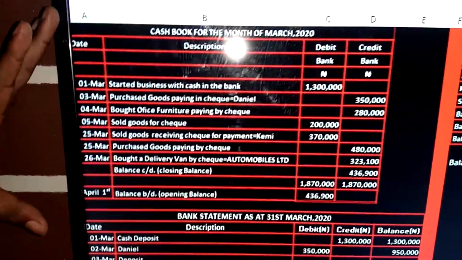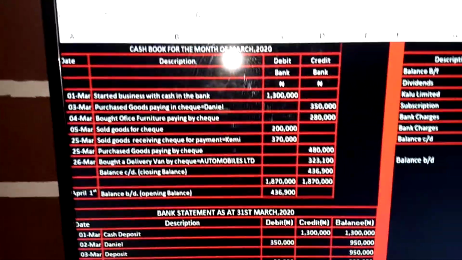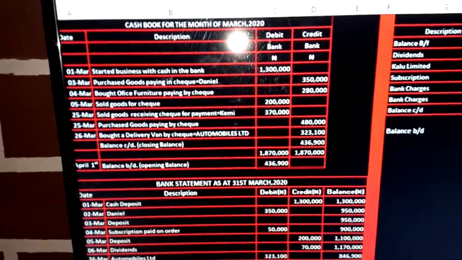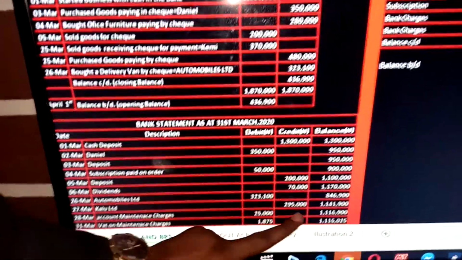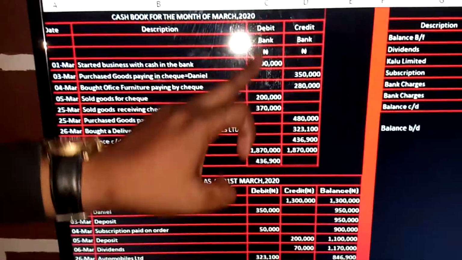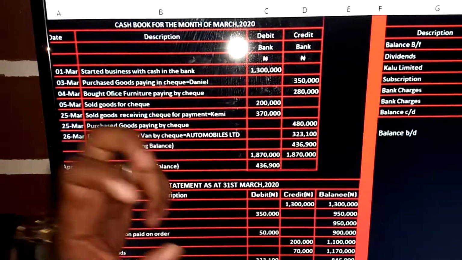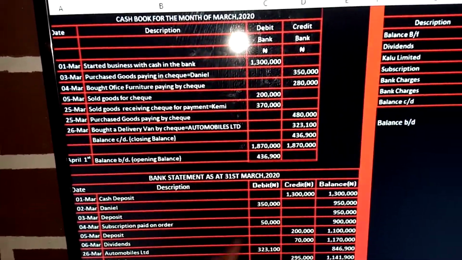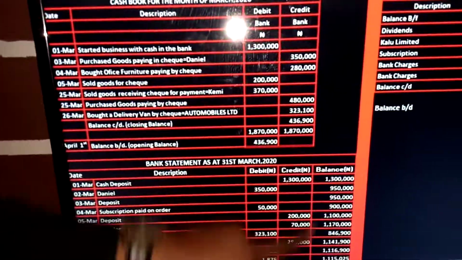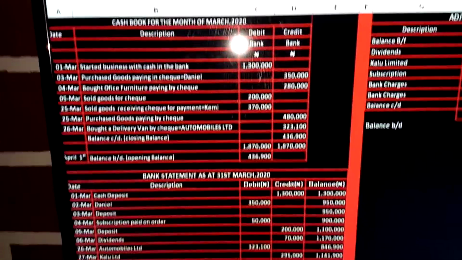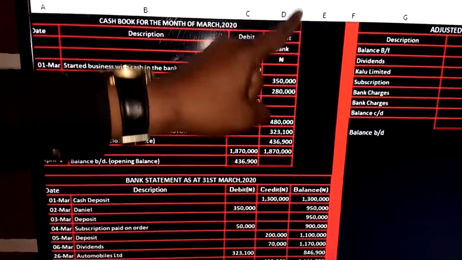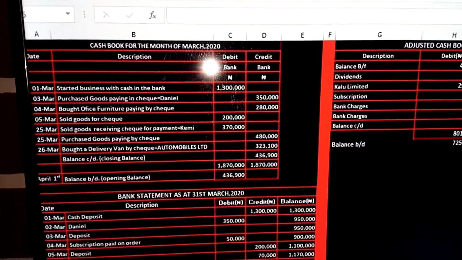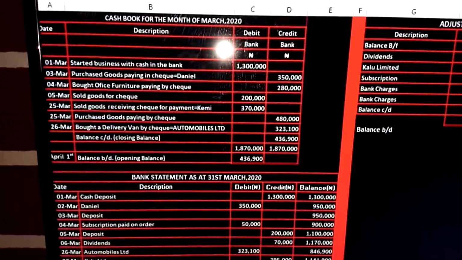Now we're going to adjust the cash book. For you to adjust the cash book, you must identify items in the credit side of the bank statement that are not in the debit side of the cash book. Those items will go to the debit side of the adjusted cash book. Items that are in the debit of the bank statement that are not in the credit side of the cash book go to the credit side of the adjusted cash book.